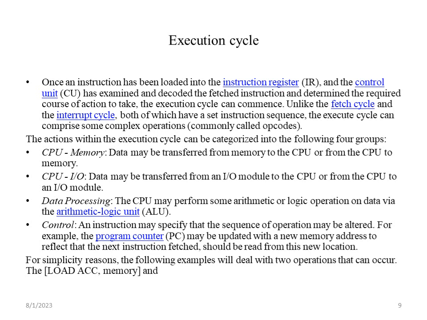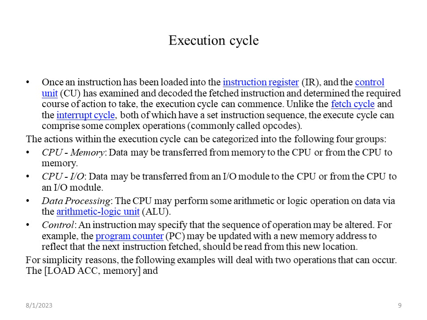In CPU to memory, data may be transferred from memory to the CPU or from the CPU to memory. Similarly, in CPU to IO, data may be transferred from an input-output device to the CPU or from the CPU to an IO module. During data processing, the CPU may perform arithmetic operations such as addition, subtraction, multiplication, and logical operations such as AND, OR, XOR.